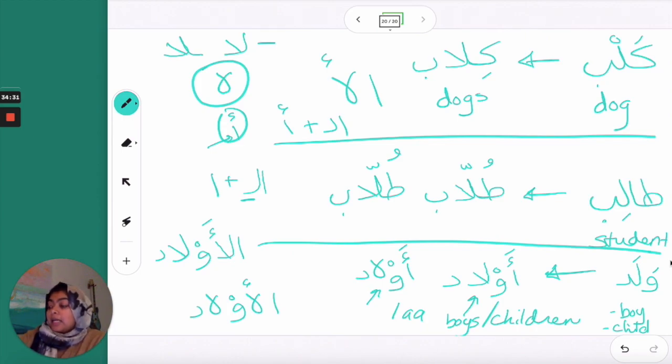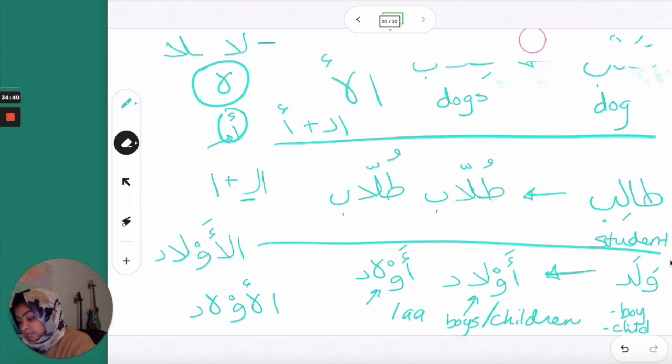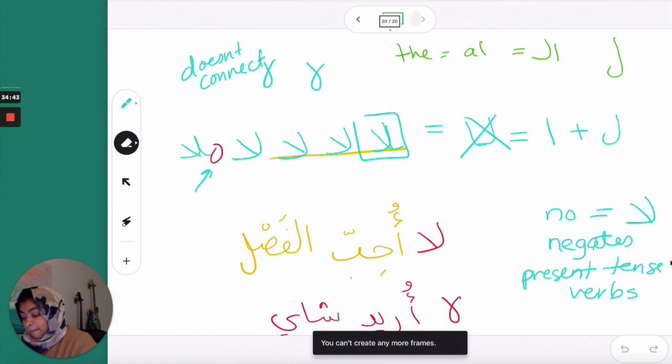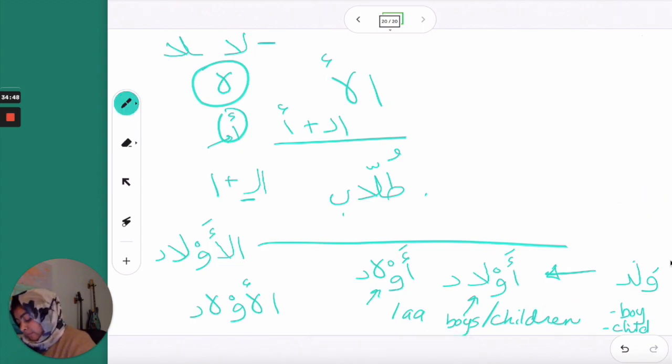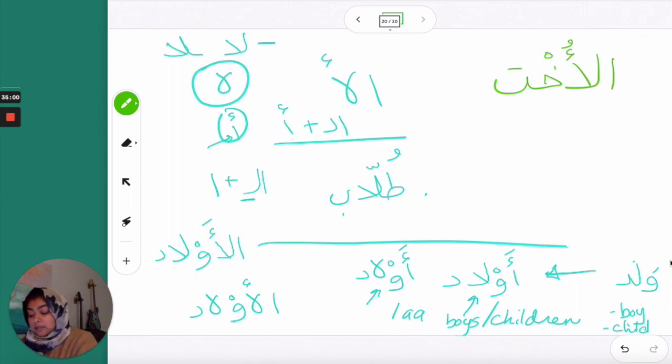Okay, you're going to write the word al-ukht, the sister. Al-ukht. Alif lam. And then you can write it this way, which most people tend to write it this way because it looks better. Al-ukht, the sister. So if I had the brother, al-ukht. Okay. That way is probably easier to do it.